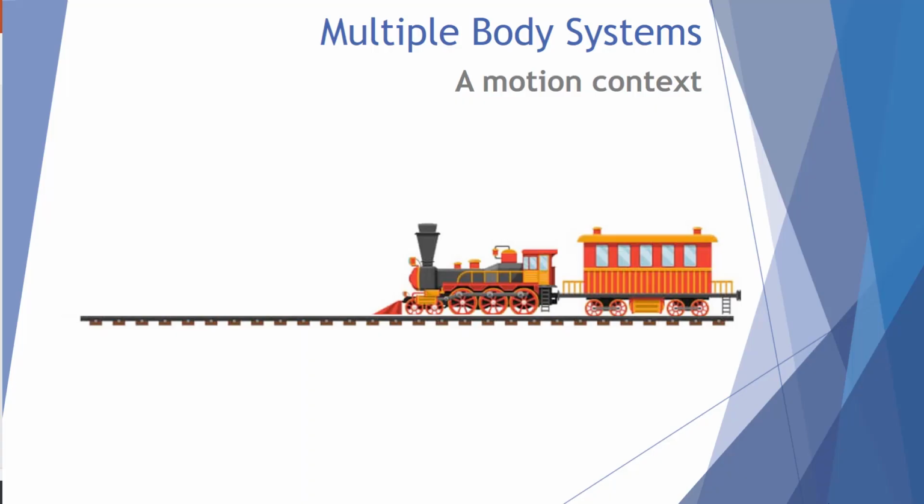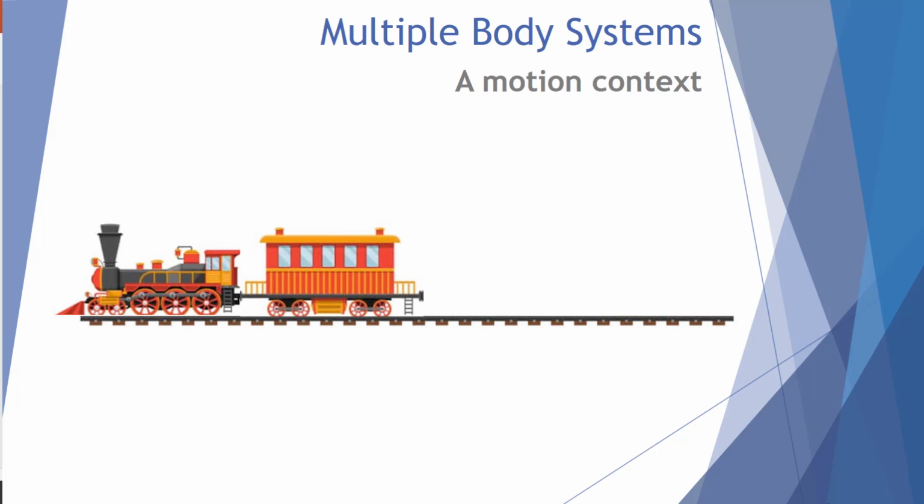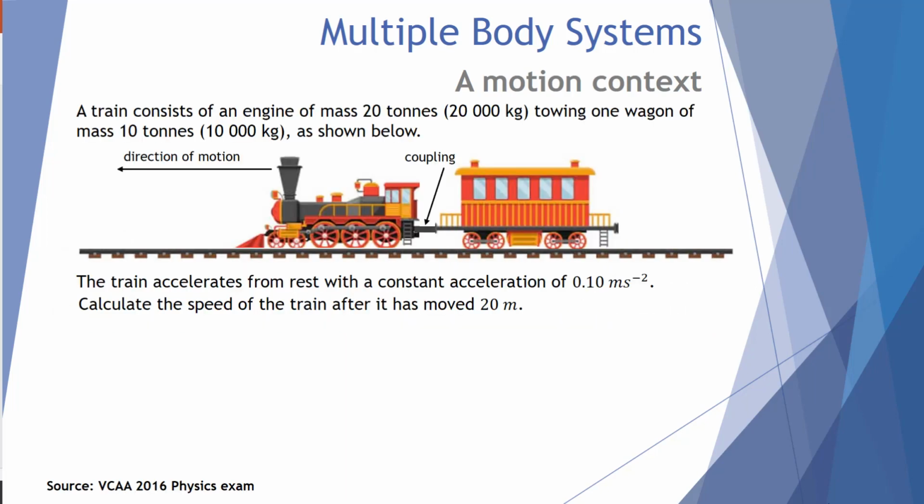Welcome to this video. In this video, I'll be looking at multiple body systems for physics in a motion context. So here we have a train and a wagon moving across the line. Let's have a look at some questions. Now this particular collection of questions comes from the VCE 2016 physics exam paper, so I thought it was worth recognizing that.